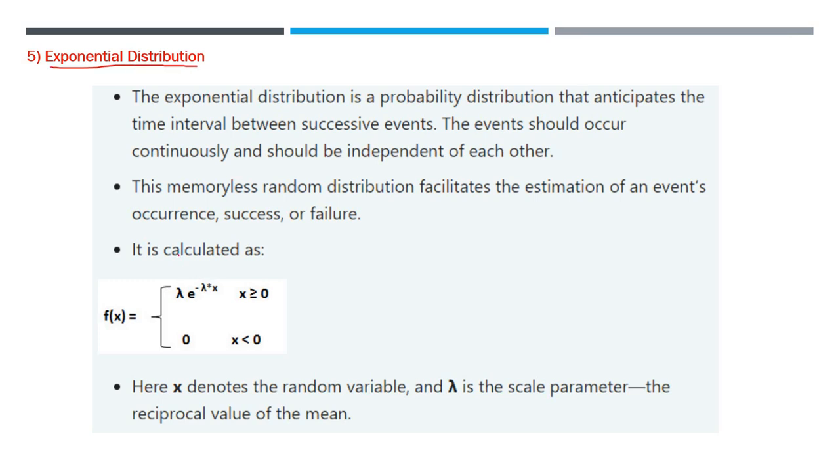Now in this case the formula for calculation of the exponential distribution is lambda e raised to power minus lambda x, where lambda is calculated as 1 divided by the mean value. Okay, so that you have to remember. Now let us understand the exponential distribution by taking some examples.